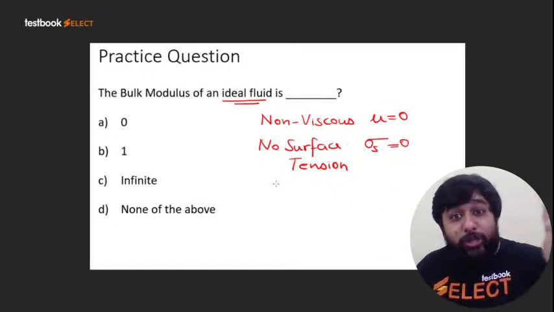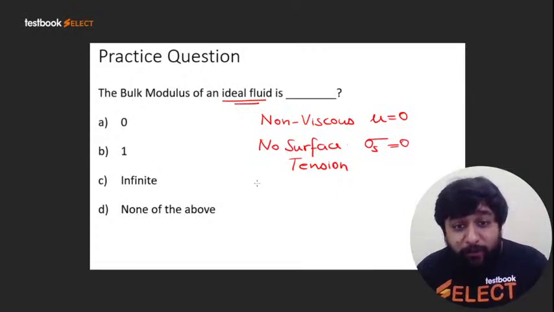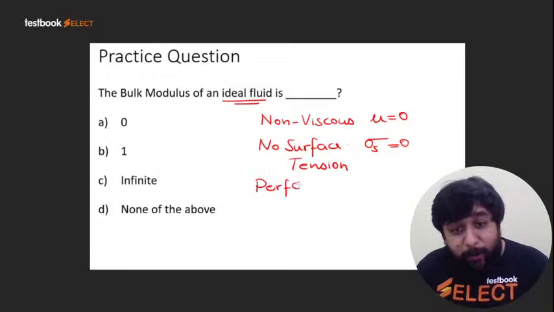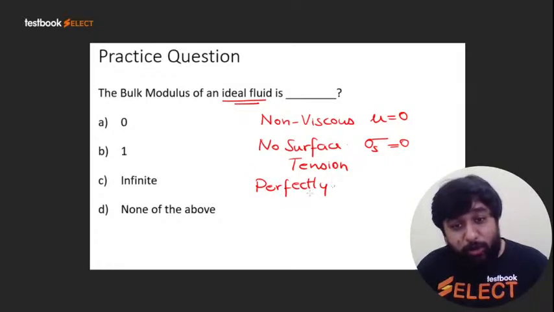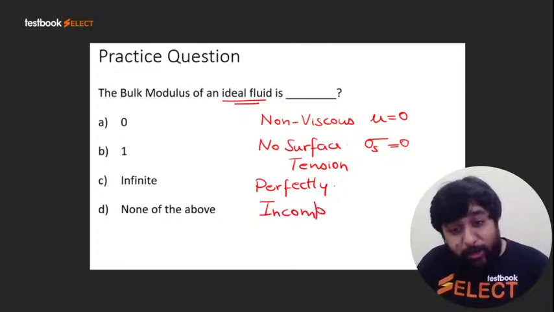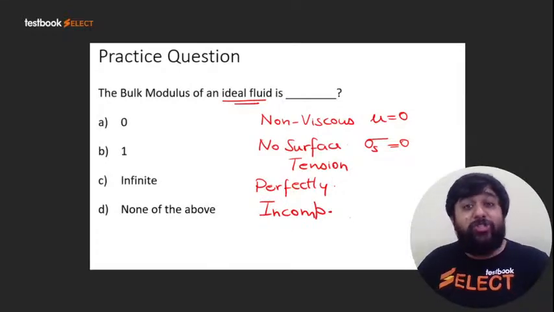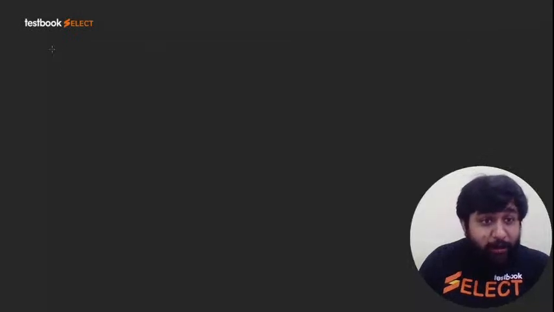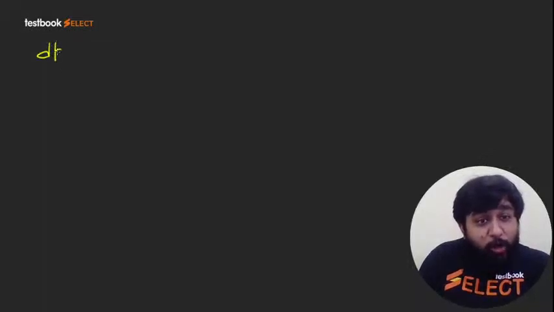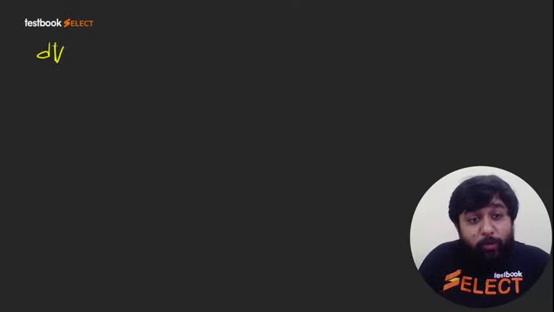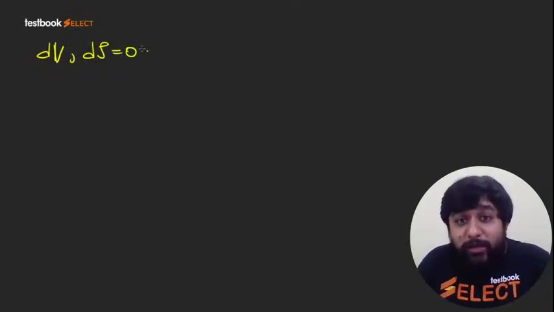But one more condition of ideal fluid is something which is perfectly incompressible. What do you mean by perfectly incompressible? Perfectly incompressible means whatever is the change in pressure, it does not matter. The change in volume or change in density is going to be zero. Whether the change in pressure is large or small, it does not matter. The change in density is going to be zero.